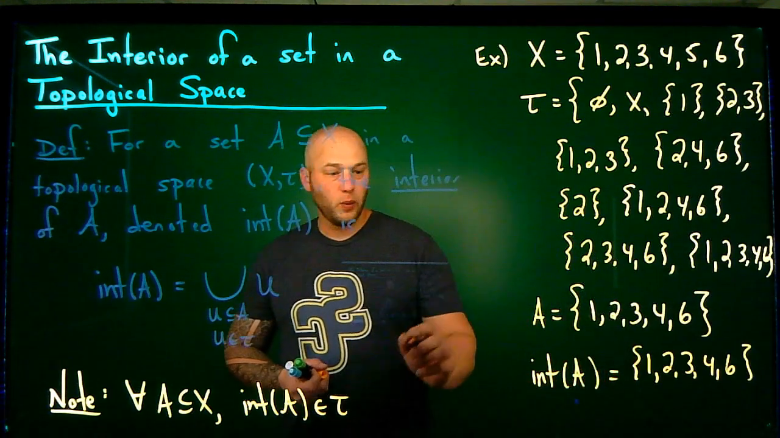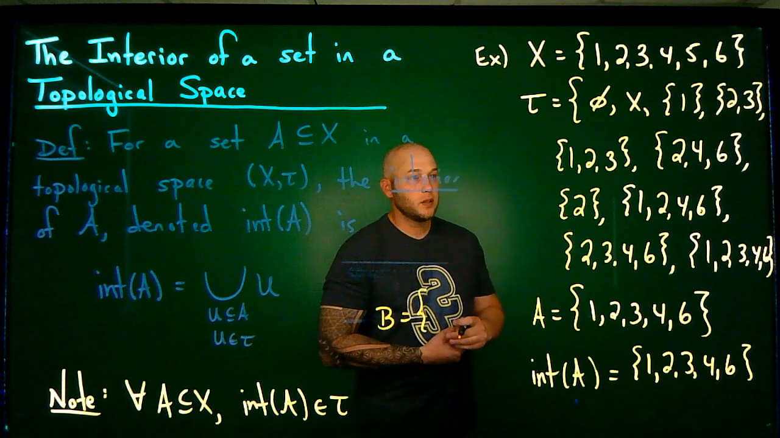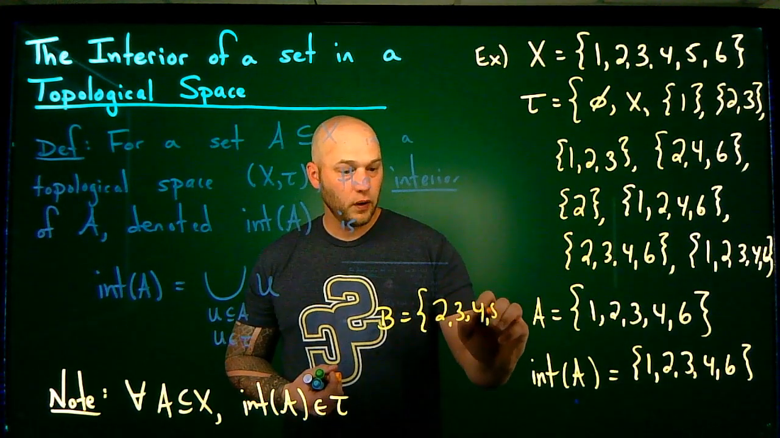Let's do another example within that. Let's say the set B is 2, 3, 4, 5, 6.